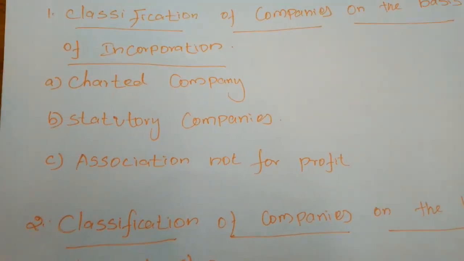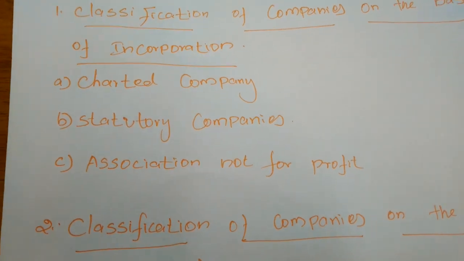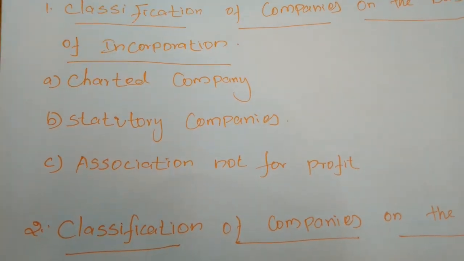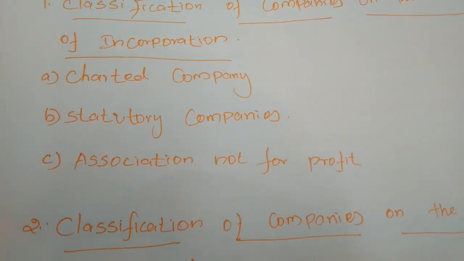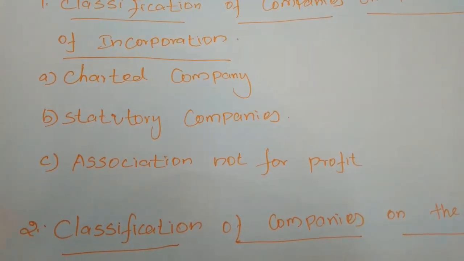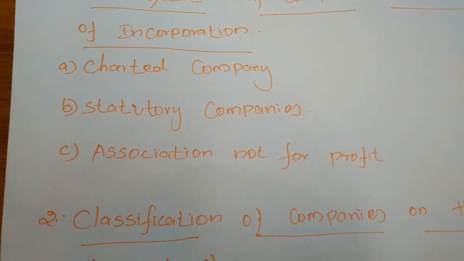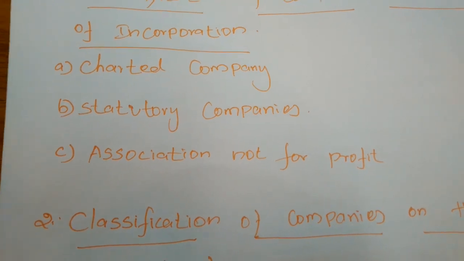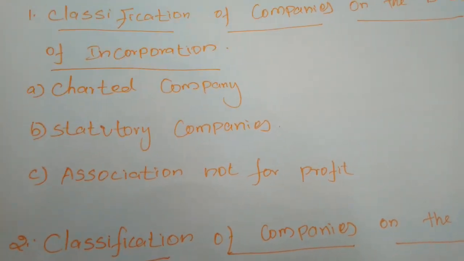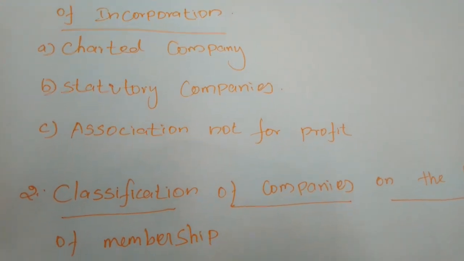And next, the statutory companies. The statutory companies are established by a special act made in a parliament or state assembly. The constitution of a company is specified in the memorandum of association, and the rules relating to day-to-day management. The day-to-day management and all the constitution of the company is specified in the memorandum of association. So we will study about the memorandum of association today. Okay.